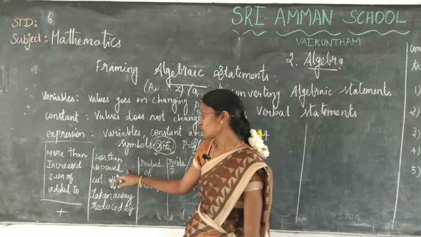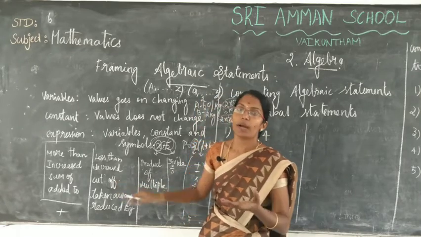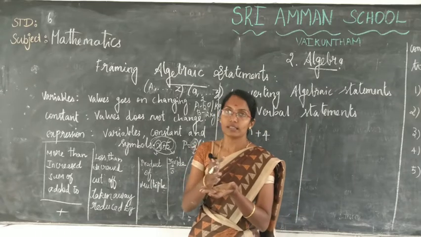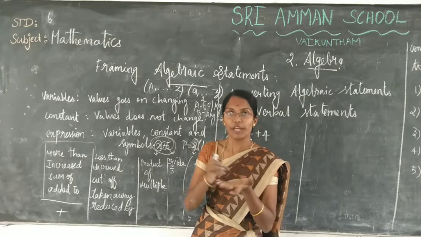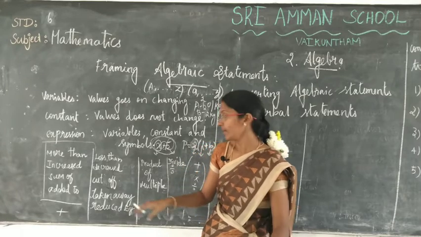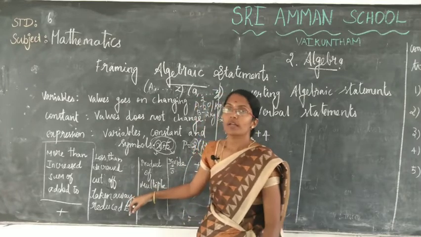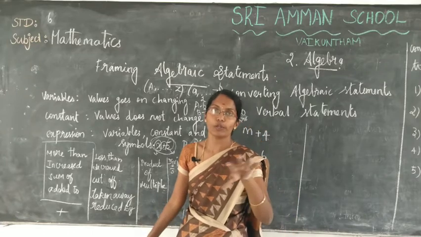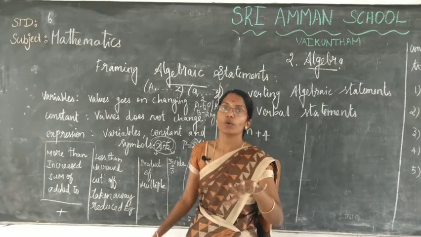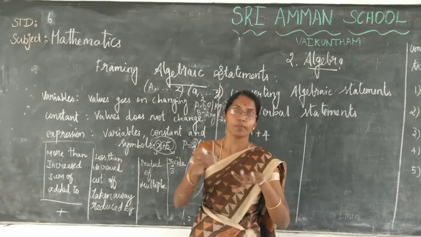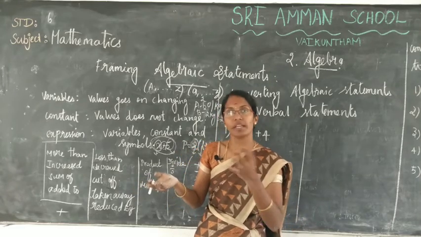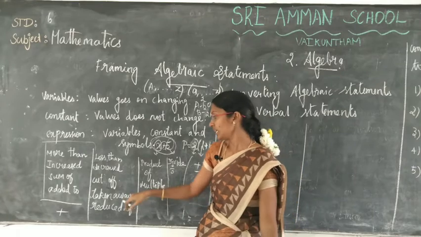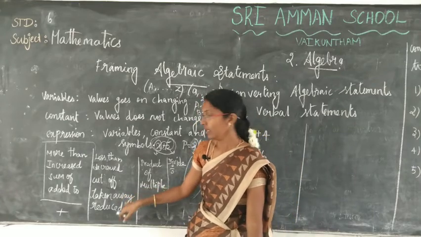Next one, cut off. You have one piece of bread. You cut some amount from it. What happens? It reduced, it is cut off. Next one, taken away. You have 5 laddus or 5 chocolates with you. Your sister or brother takes 2 for themselves. What happens? It reduced. So 5 minus 2, 3. So that is taken away.